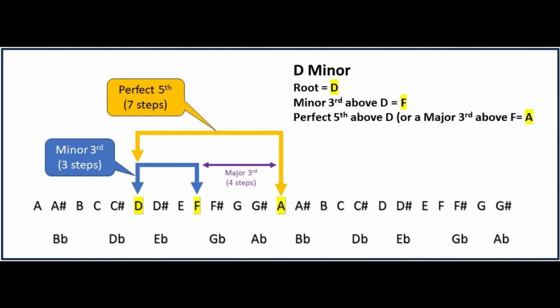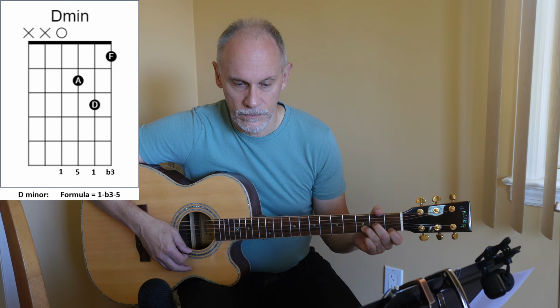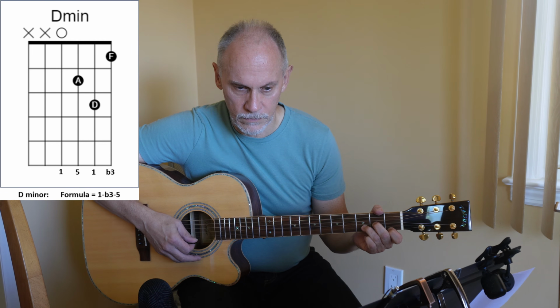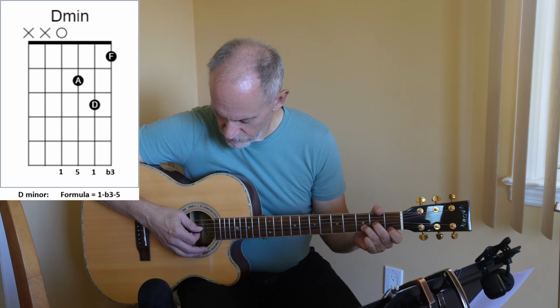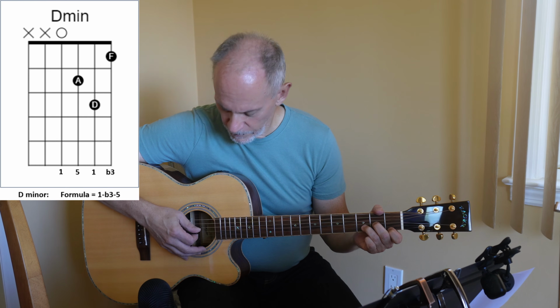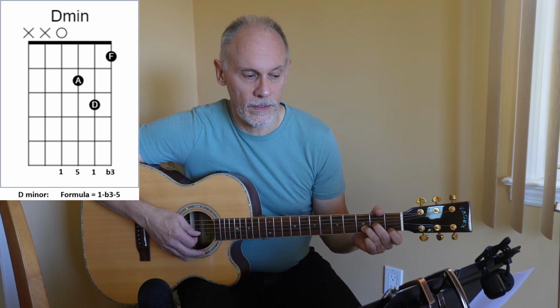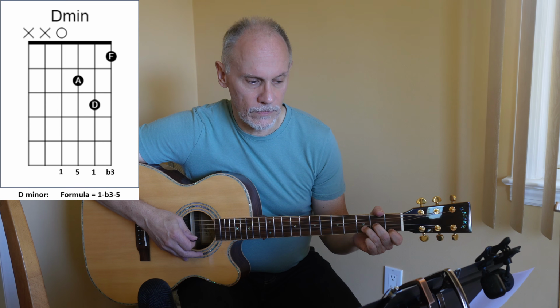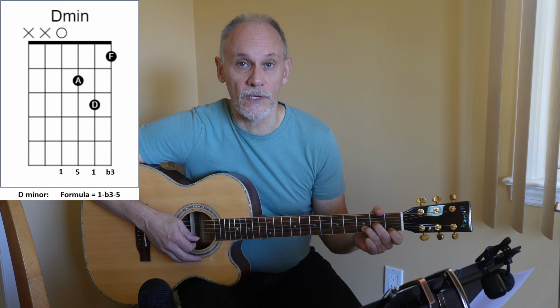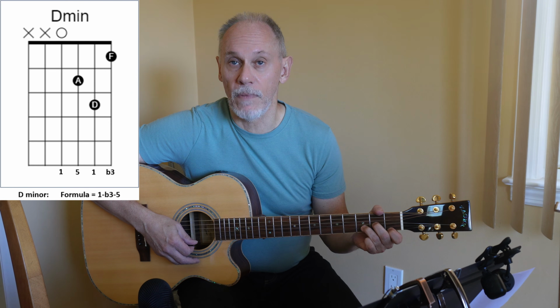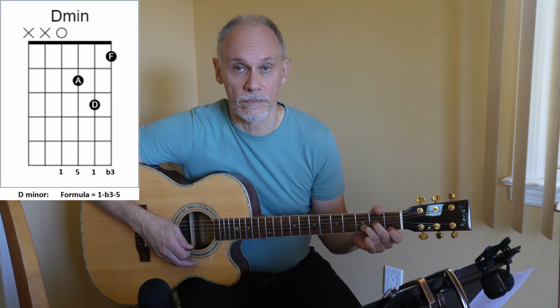D minor. Open D is the root. The fifth is A. We have a repeat of the root note, D, another D. And now we have a minor third, F.